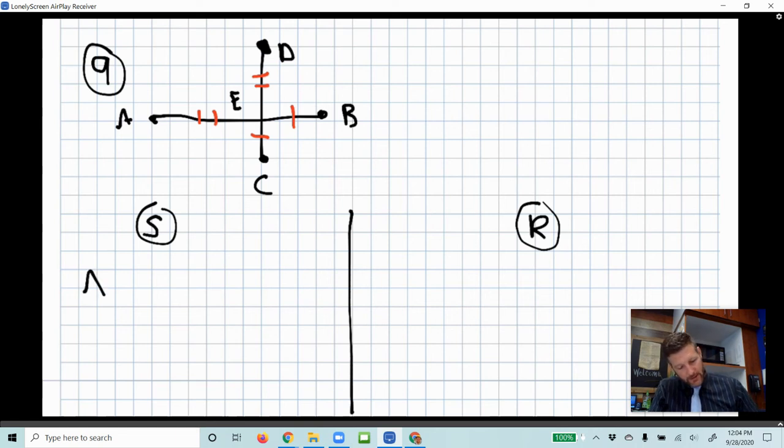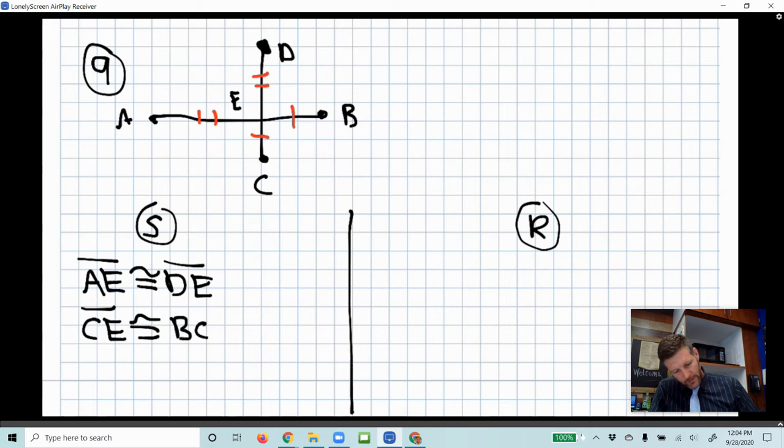I'm going to say that AE is congruent to DE, and CE is congruent to BE. How did I know that? What was my reason? They gave it to me, given. I'm not going to write given once for both, I'll just write it twice since I got 2 lines there.